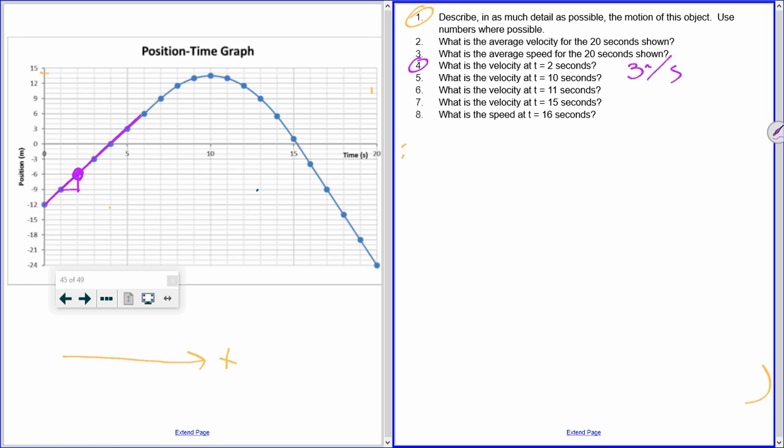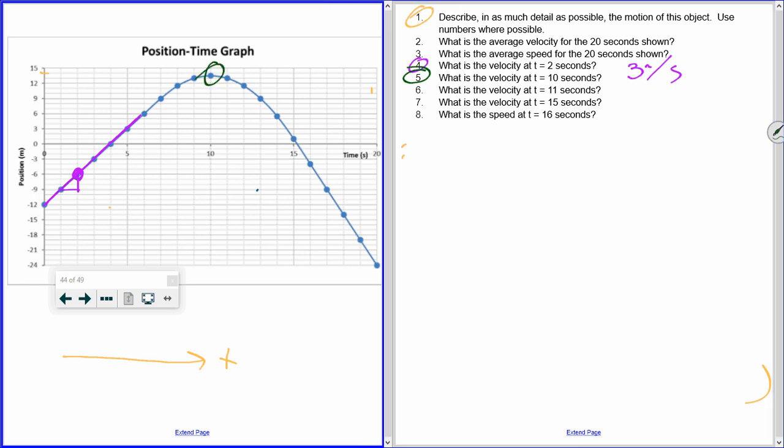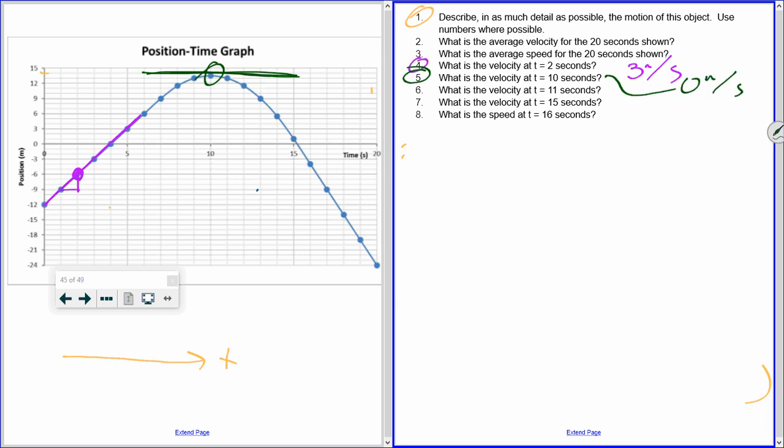Okay, let's see. After 10 seconds, that's right here. Oh, that's where you stop, right? Because the slope of your tangent line there would be 0, right? So number 5 is 0 meters a second. Now, what about after 11 seconds?